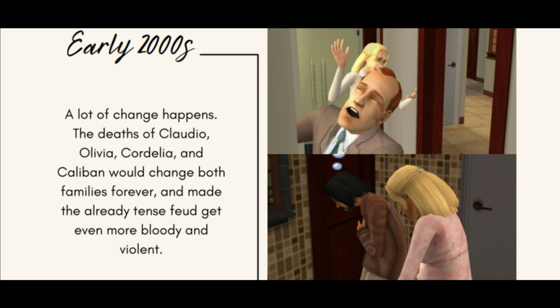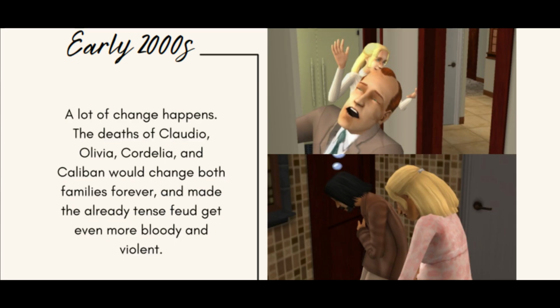So, in the very, very early 2000s, if I were to guess, I would say like 2000 or 2001, maybe, there's a lot of things that end up happening here, and there are four major deaths that take place. The deaths of Claudio Monty, Olivia Monty, Cordelia Cap, and Caliban Cap would change both families forever and made the already tense feud get even more bloody and violent.